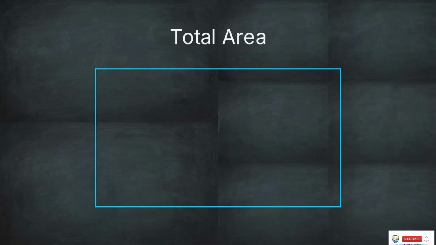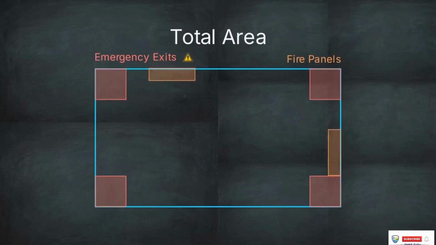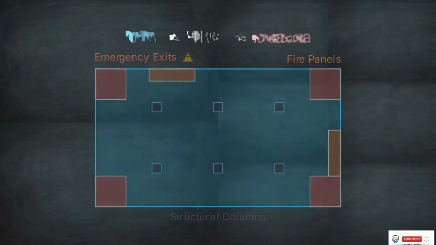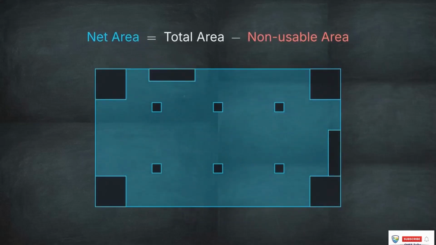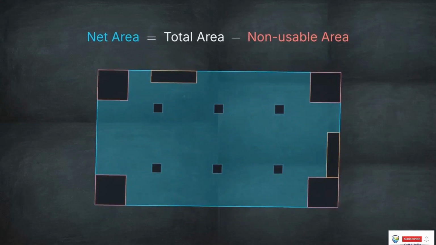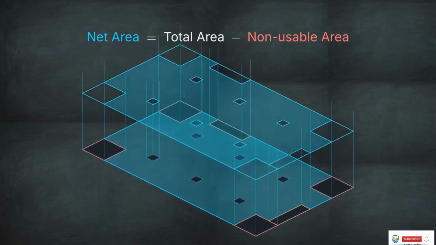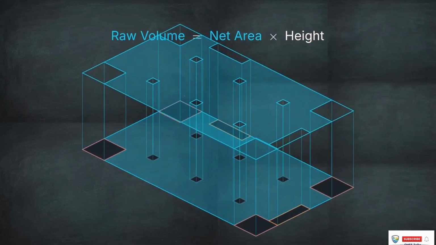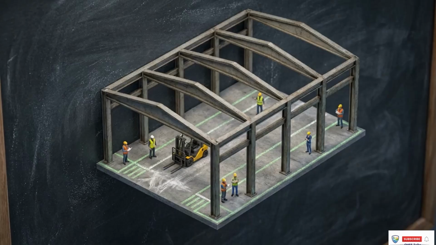We must map out the emergency exits, fire panels, and structural columns. By mathematically deducting these non-usable spaces from the total area, we find the net area. Multiplying this net area by the available ceiling height yields the raw volume of the room. This raw volume is practically unsafe. In a functional warehouse, forklifts require wide aisles, and personnel need clear access routes to navigate safely.